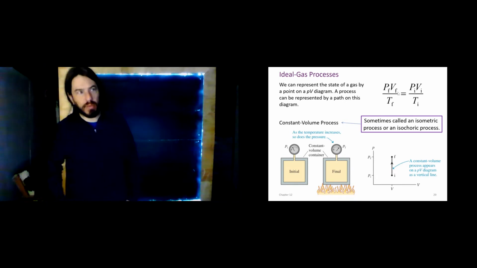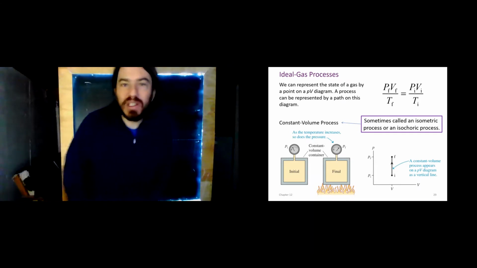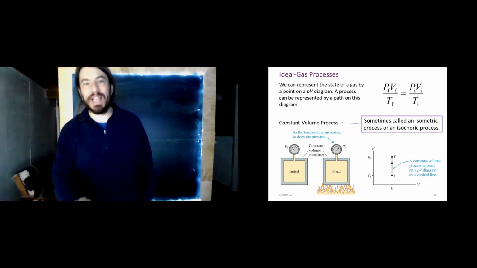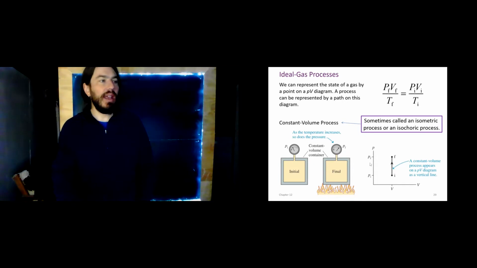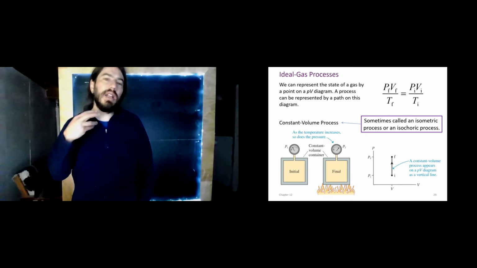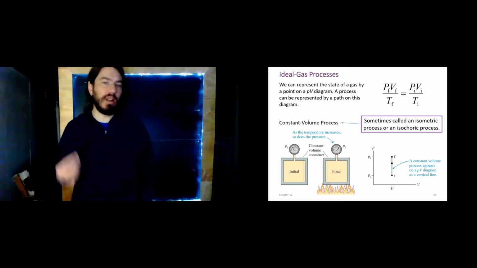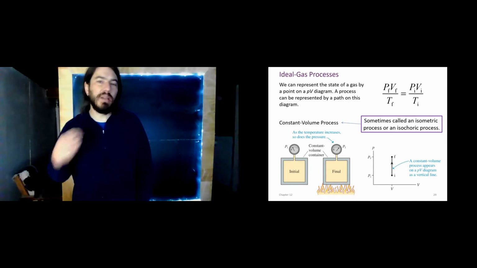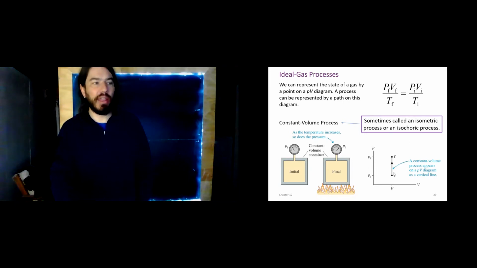So checking out the PowerPoint, we can represent the state of a gas by a point on a PV diagram. What is a PV diagram? It is a graph of pressure versus volume. So we put pressure on the vertical axis, volume on the horizontal axis. It turns out to be a very useful way of representing information. By representing that point on a PV diagram, we can represent a process as some path on this diagram.